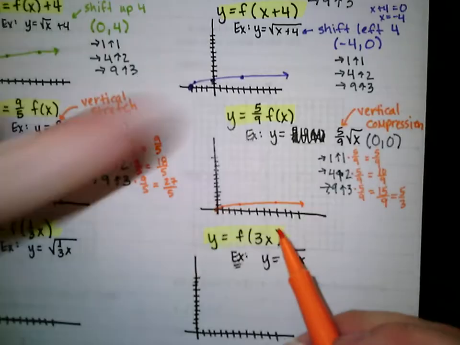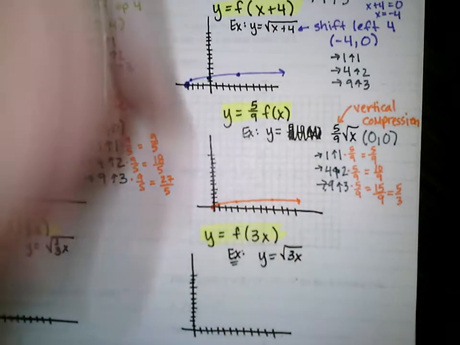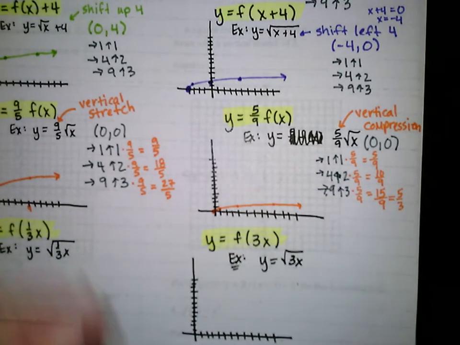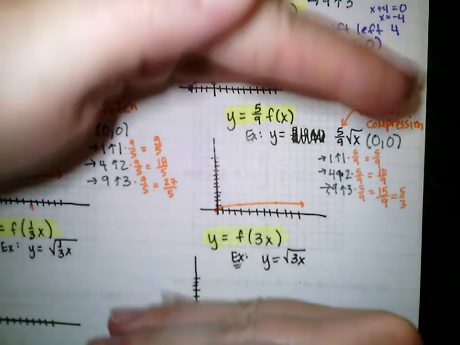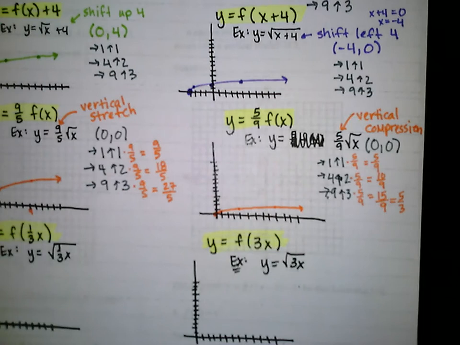So compared to our normal shape of graph, this one is squished. The x coordinates didn't change. We just vertically compressed the y coordinates. So it makes it look short and squatty.